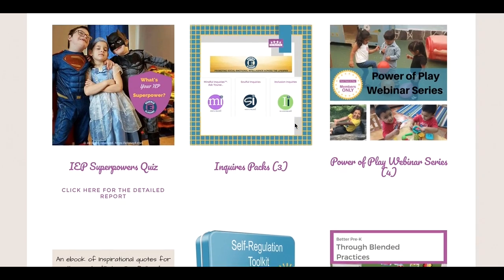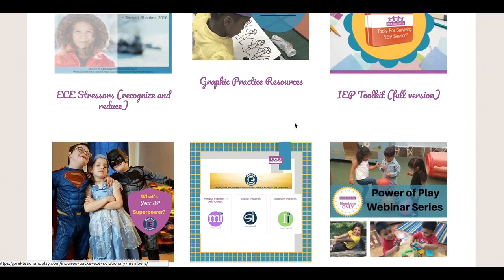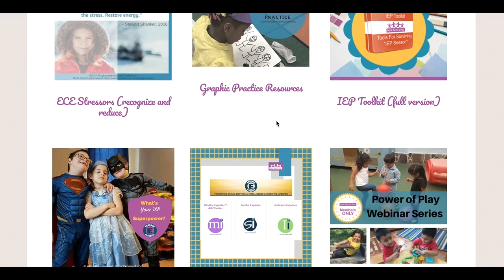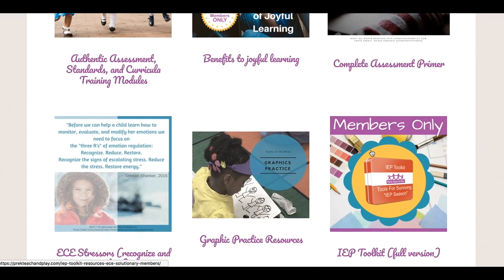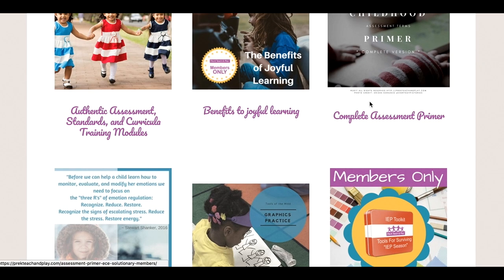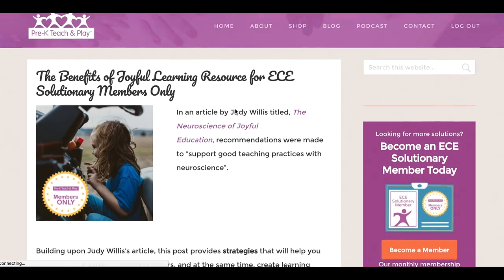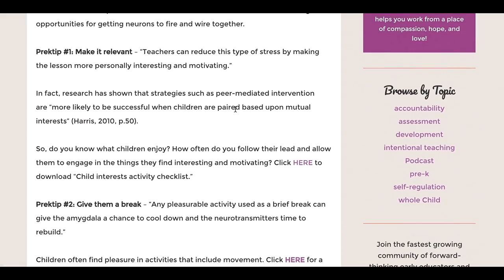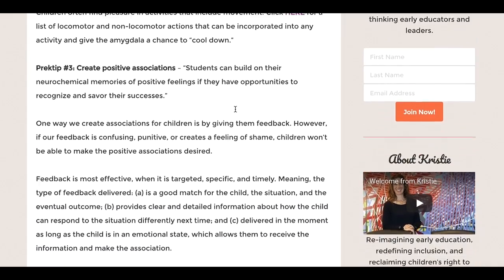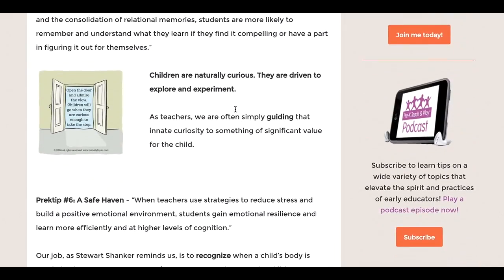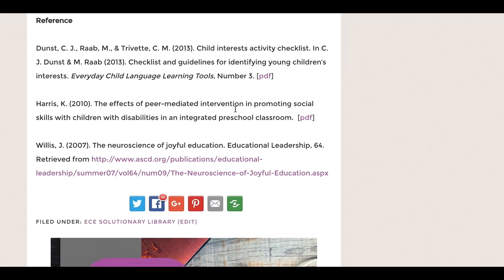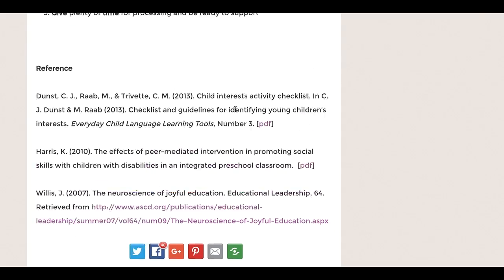What else is in here? Just little things that you may have seen over time. The superpowers quiz, the IEP toolkit in its full version. The assessment primer: we have a sample that anyone can have, but the complete primer is here. So there's all kinds of stuff. Let's just see what's in the benefits for joyful learning, because sometimes I forget. You come in here and there's going to be tips about how you put things into practice, as well as hyperlinks to more resources and references.